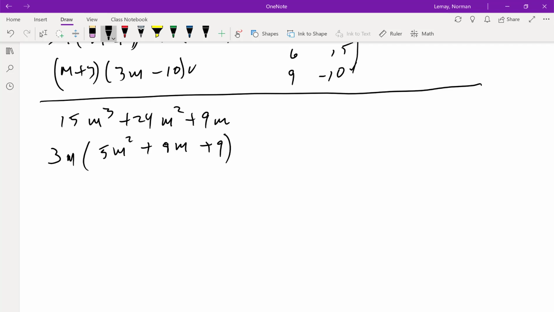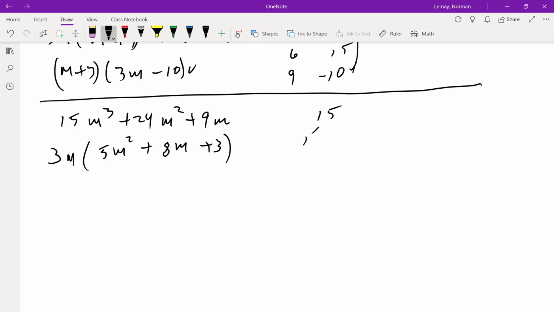Okay, so now we get to play the game of, let's see. Oop, wait a minute. Thank you for catching that. I appreciate it. All right, so I should have had a 3 there. Okay, so we got our 3m factored out. All right, so now we go 5 times 3, so we get 15. So now the question is, what are the factors of 15 that add up to 8?